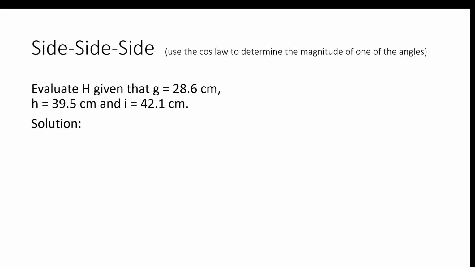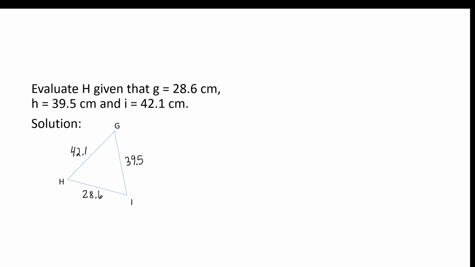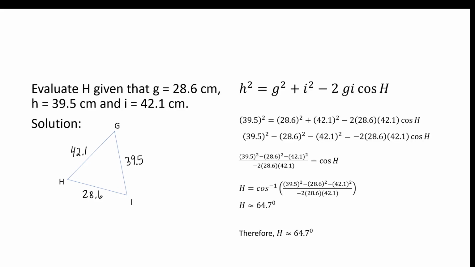This question specifically says, evaluate angle H given the three side lengths in the triangle GHI. So we draw the triangle GHI, and we draw the side lengths down, and again, side length g is opposite angle G, side length h is opposite angle H, and side length i is opposite angle I. And we can say h squared equals g squared plus i squared minus 2gi cos H. Again, we're looking for the value of H, so we'll do our best to isolate cos H.